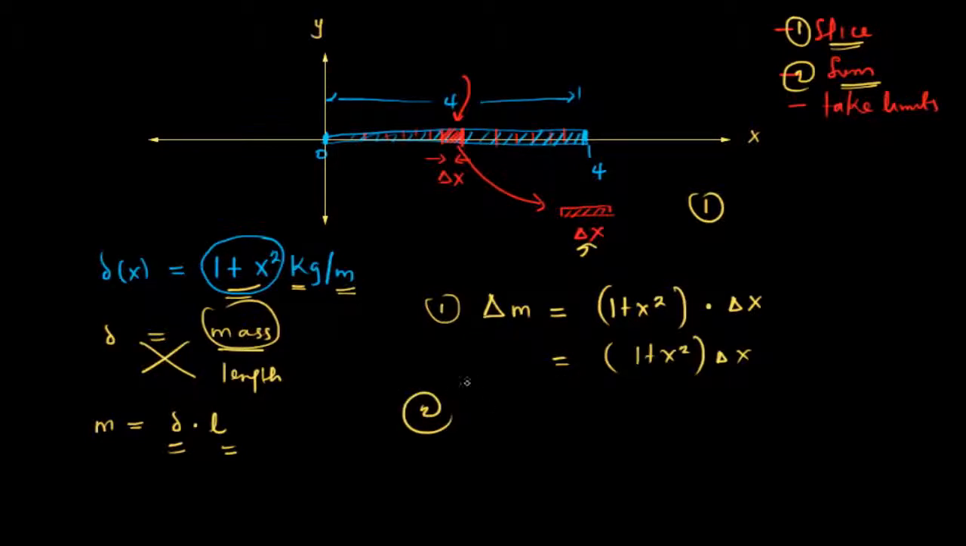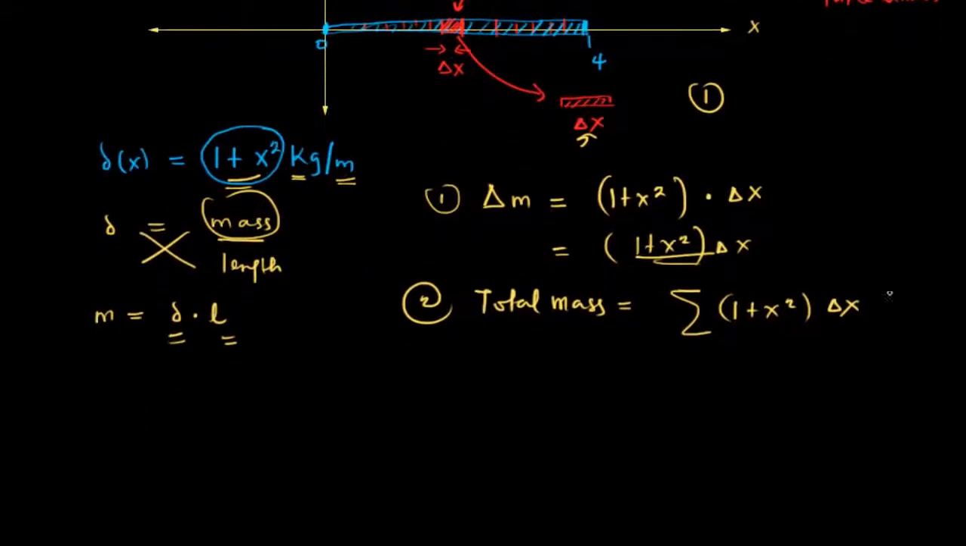Then the next step is you sum. You want to find the total mass. The total mass is just going to be equal to the sum of all the small slices, one of which you found. So the sum of all the slices is the sum of this, 1 plus x squared, times delta x. So this is the total mass, but we want to find the exact value, that's the exact mass.